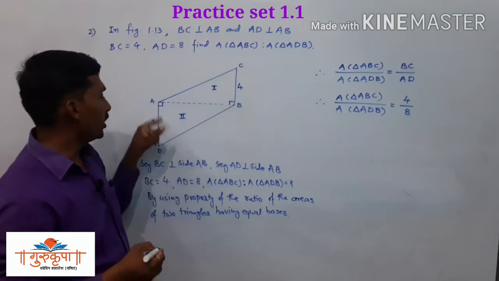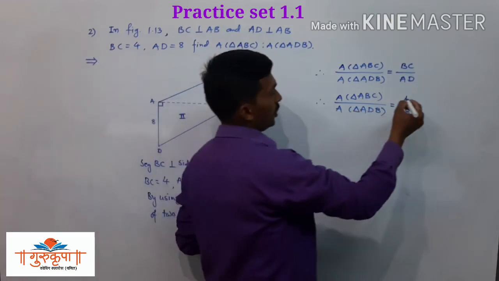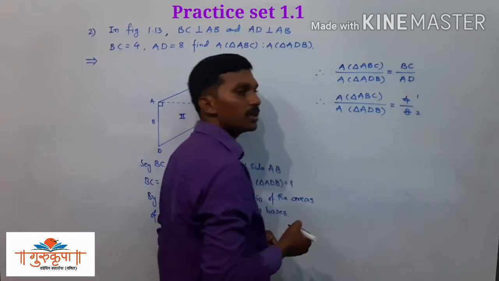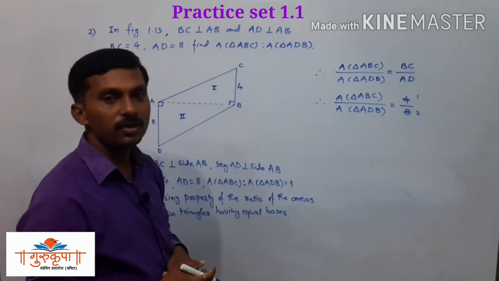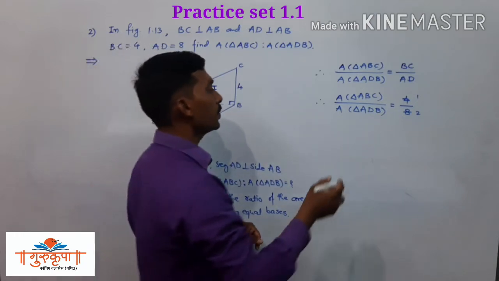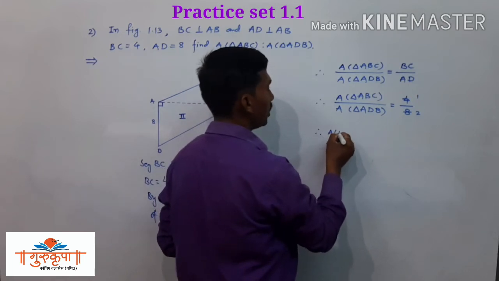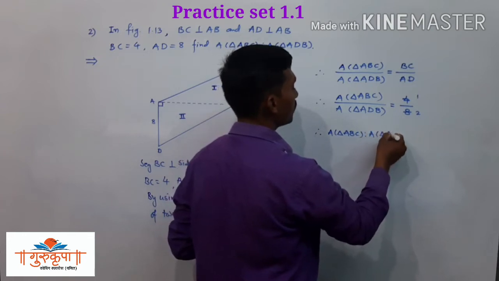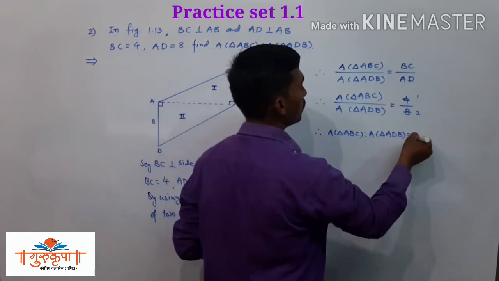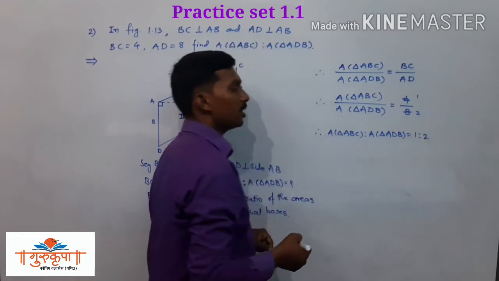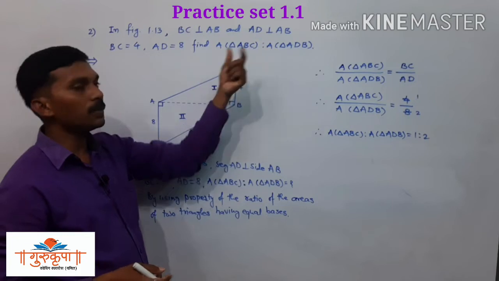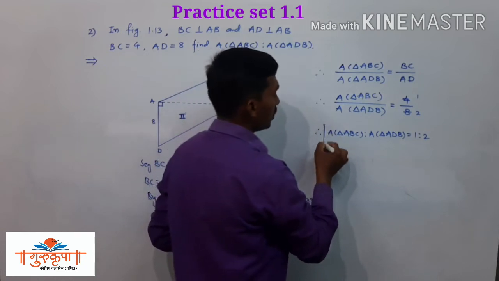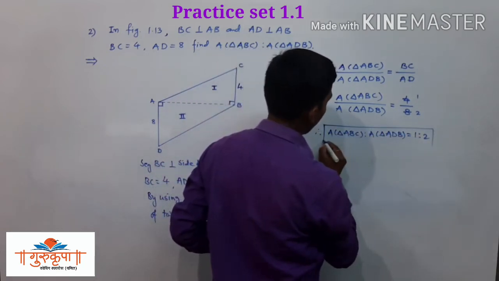Since BC is 4 and AD is 8, we put the values, and now here we can divide both the numerator and denominator by 4. This is 4 1s are 4, 4 2s are 8. Since the ratio of the areas of the given two triangles is equal to 1:2, here we can write area of triangle ABC is to area of triangle ADB is equal to 1:2. That is the ratio of the areas of two triangles which we have to find, that is 1:2. So this is all about the second question from the practice set 1.1.